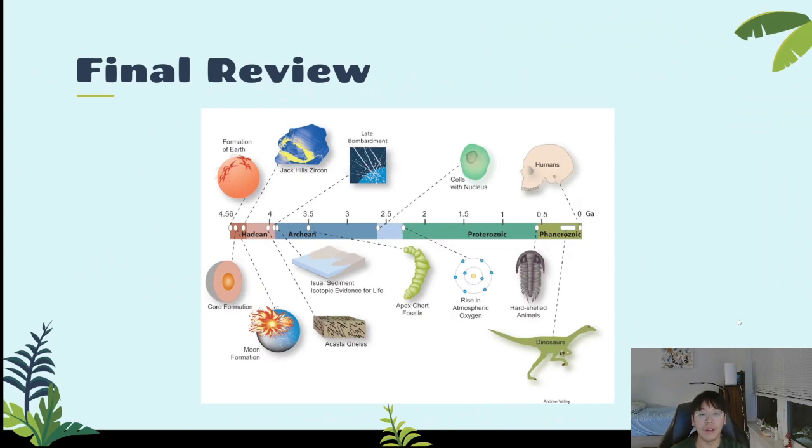Okay, final review and a final recap. First, do you guys remember what happened first when Earth was created? Yeah, that's right. Everything was hot. Everything was made out of magma. It was a ball of magma. Again, magma is a really hot liquid.